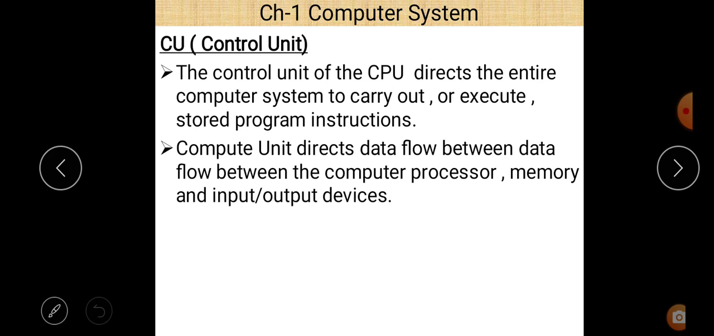Third important part of a CPU is the control unit, written as CU. The control unit of the CPU directs the entire computer system to carry out, execute, or store program instructions, and the control unit directs data flow between the computer processor, memory, and input output devices.